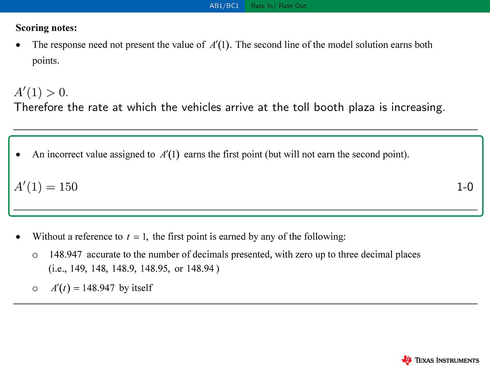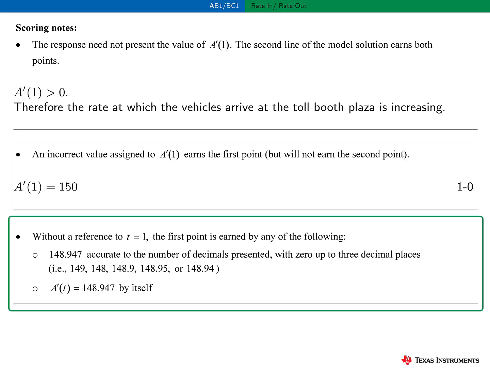If an incorrect value of A prime of 1 is reported, the response earns the first point, well, for considering A prime of 1, but not the second point. Here's an example. Just A prime of 1 equal 150 earns the first point, again, for considering A prime of 1. If there is no explicit reference to t equal 1, the first point can still be earned. If any of these values are presented, or even if the response includes A prime of t equals 148.947, then this earns the first point.